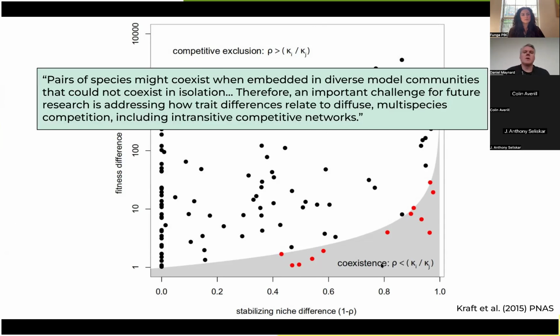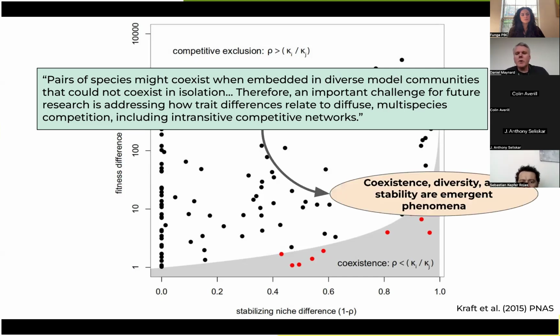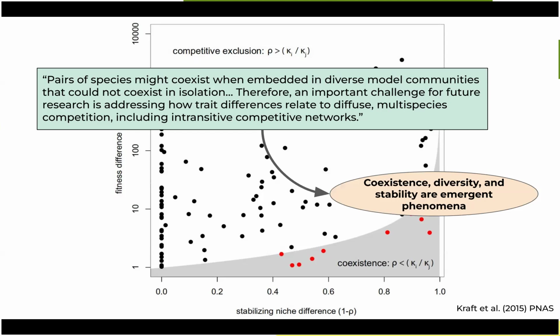They go on to give some examples, say if we embed them in more diverse model communities, and then say maybe it's related to things like multi-species competition, including intransitive competitive networks. So really what they're saying here is that coexistence, stability, and biodiversity more broadly is an emergent phenomenon, and that we can't really get there by building these little models and understanding pairs and hoping to scale up to the whole. Rather, the properties of that whole system are going to emerge only when we consider all species simultaneously.